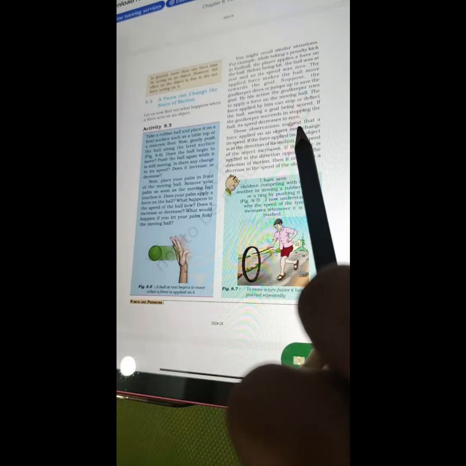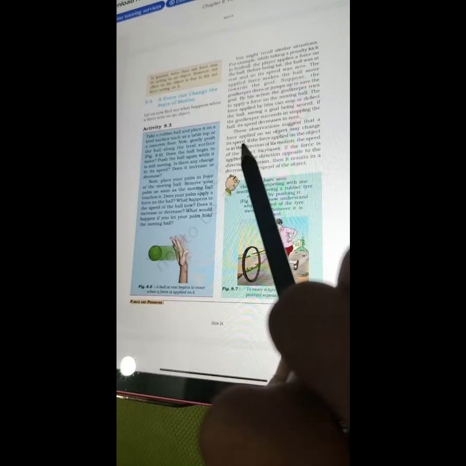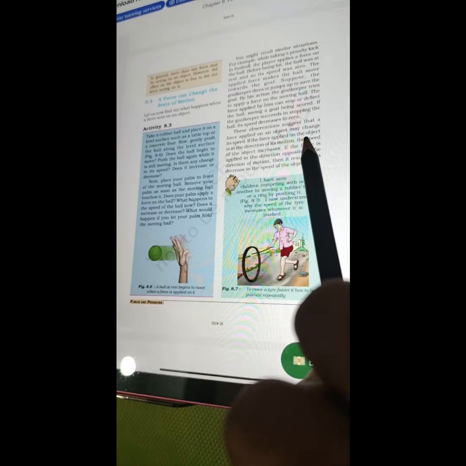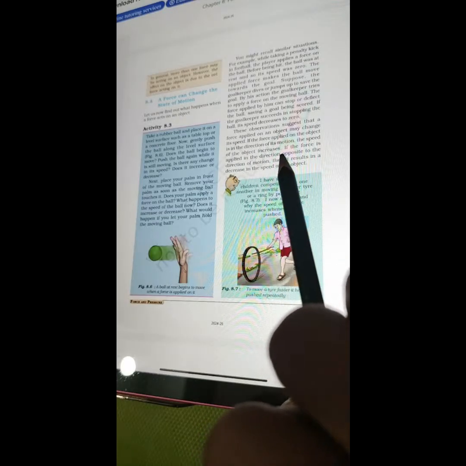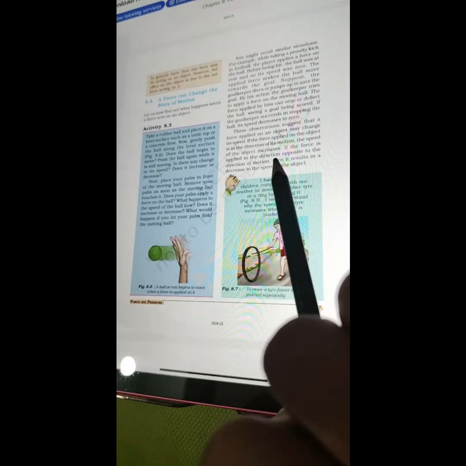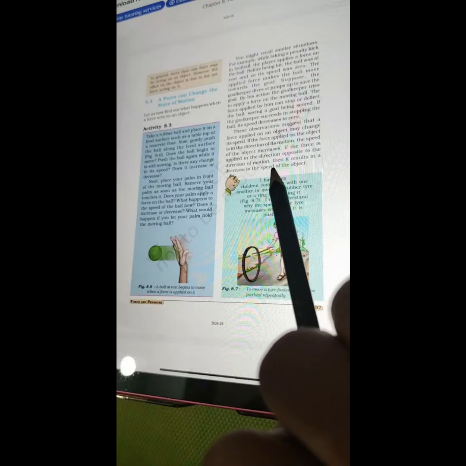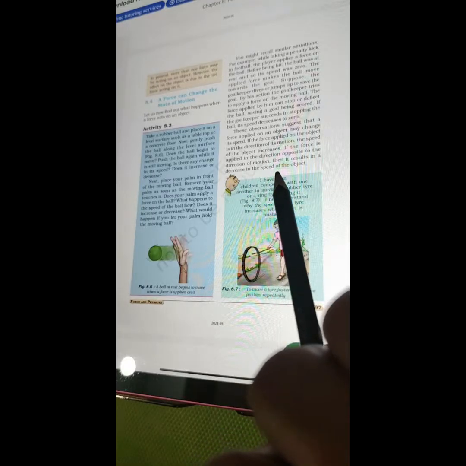These observations suggest that a force applied on an object may change its speed. If the force applied on the object is in the same direction of its motion, the speed of the object increases. If the force is applied in the direction opposite to the direction of motion, then it results in a decrease in the speed of the object.